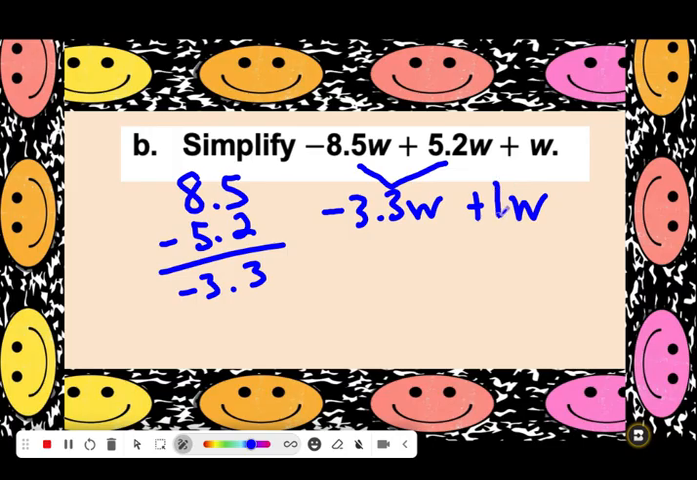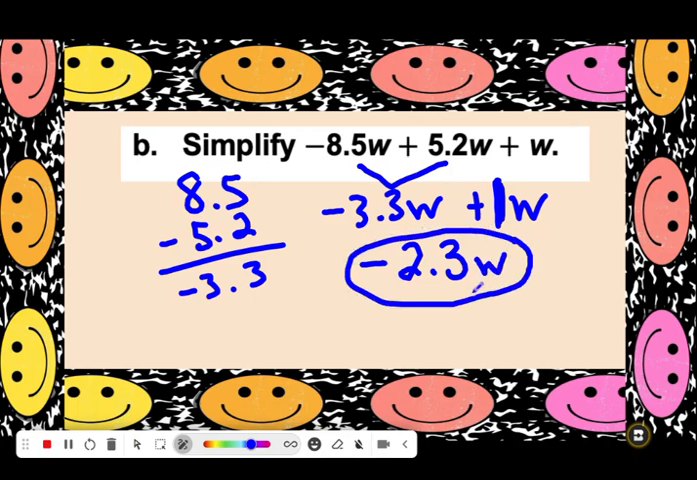When you see a variable with no coefficient in front of it, the coefficient is 1. Remember, a coefficient is the number before the variable. So here we have -3.3 plus 1. Signs are different, find the difference. We're going to take 1 away. So it's -2.3w. We combine like terms to make expressions easier to solve. Now if we were given the value of w, we could just plug it into -2.3 times whatever w would be.